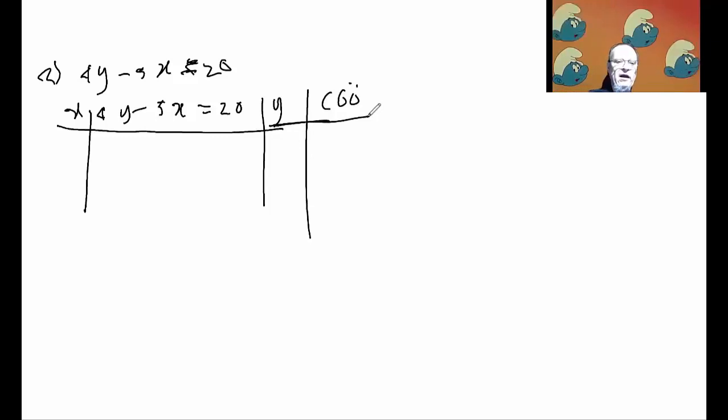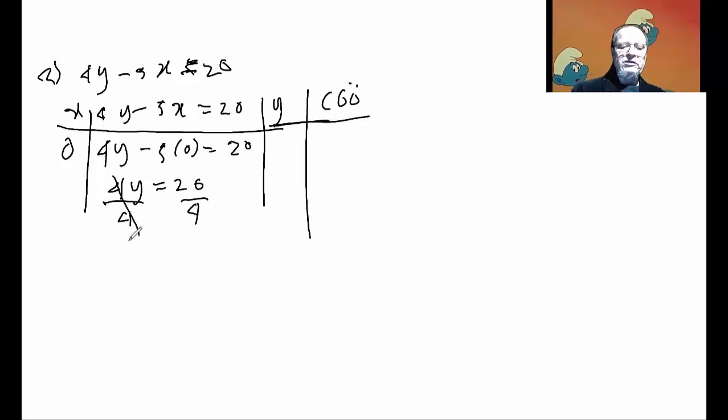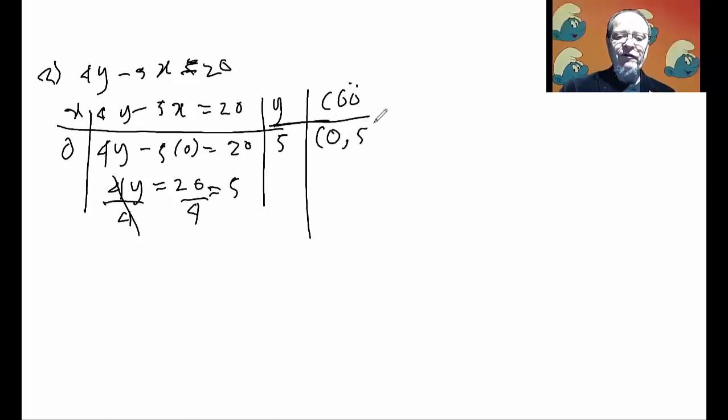So if I have x is equal to 0, that means that we have 4y minus 5 times 0 is equal to 20. So if we solve this, well, anything times 0 is 0. So that means we have 4y is equal to 20. And then divide by 4, divide by 4. So that means that the y, 4 goes into 20 5 times, so this is 5. So our coordinate is 0, 5.